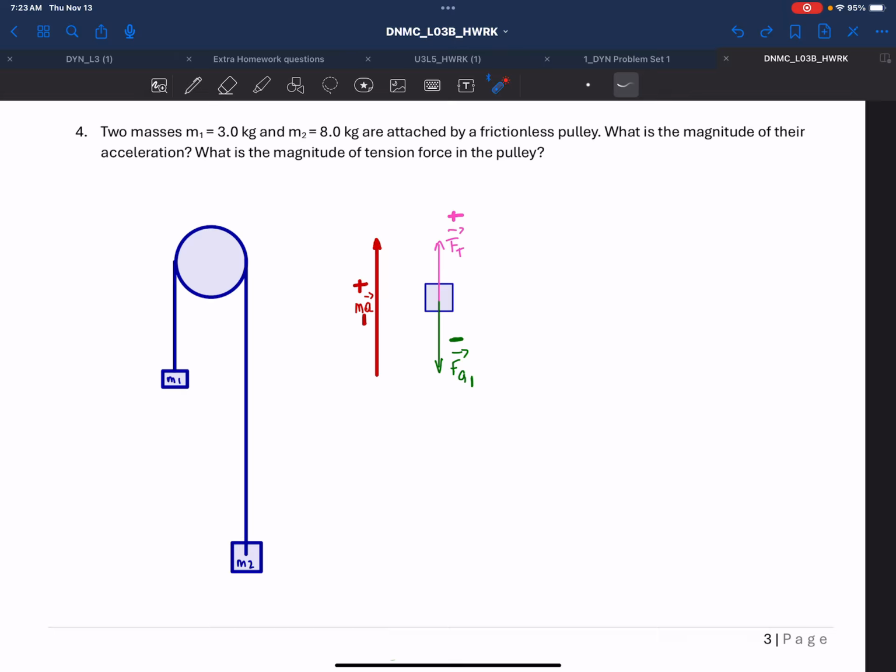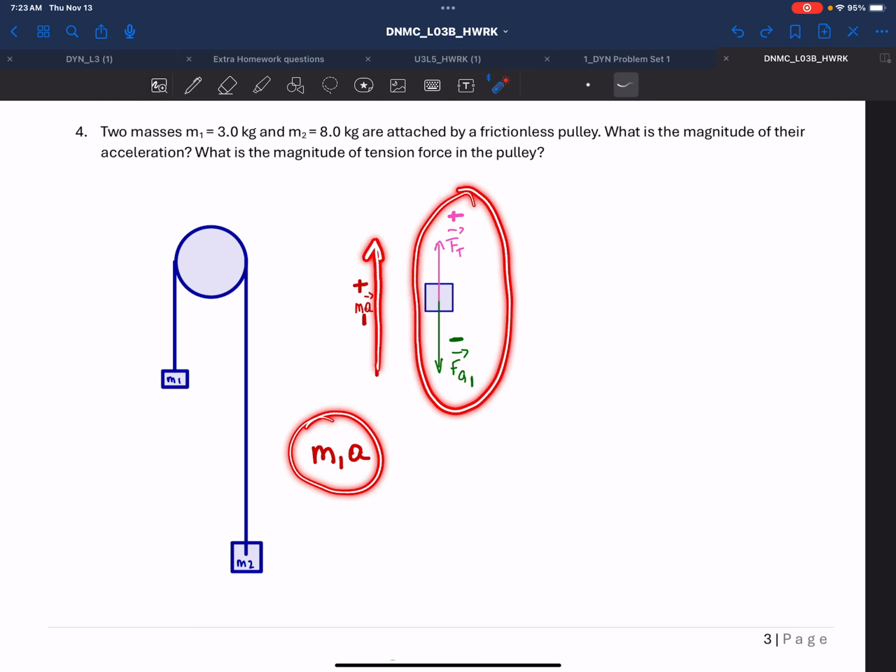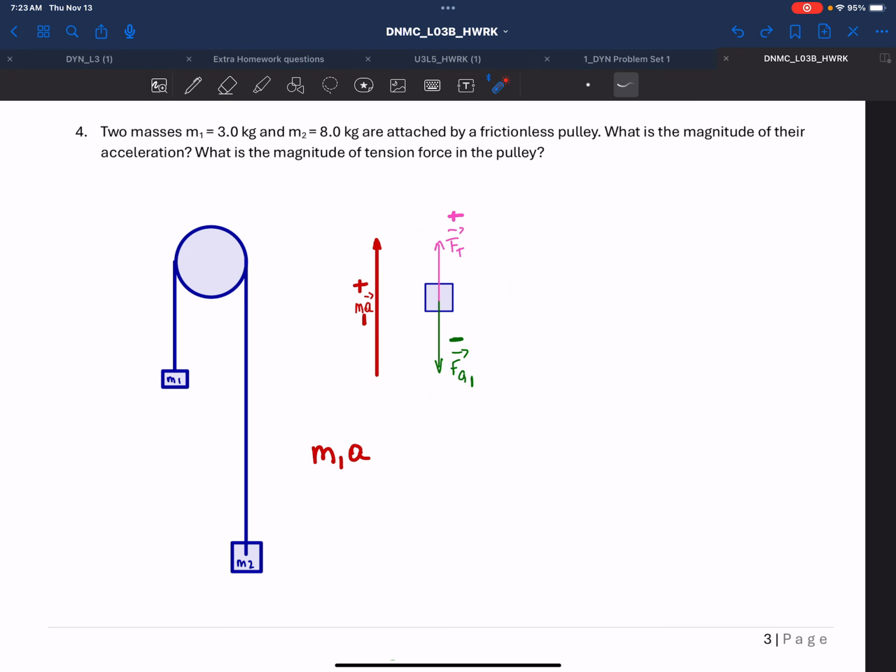So next we are going to create the equation of the forces. We're going to say that M1A, this force in here, must be equal to the net force of gravity and tension. So it must be equal to the force of tension, which is in the positive direction, plus the force of gravity, which is in the negative direction, and that's why we have Ft minus Fg1.